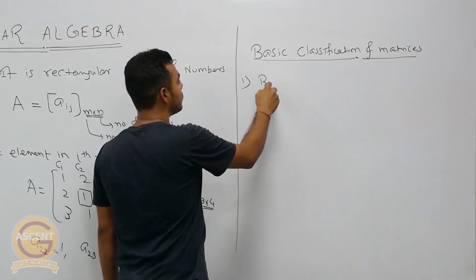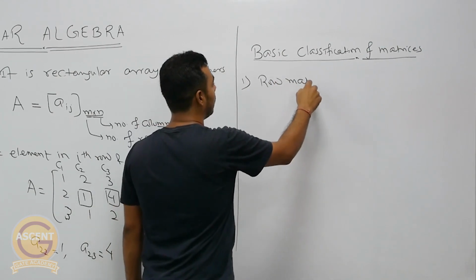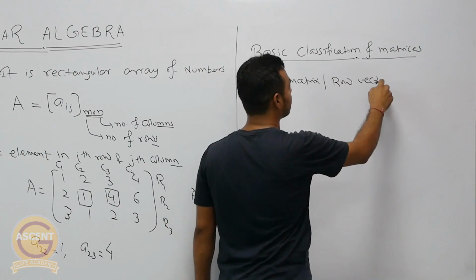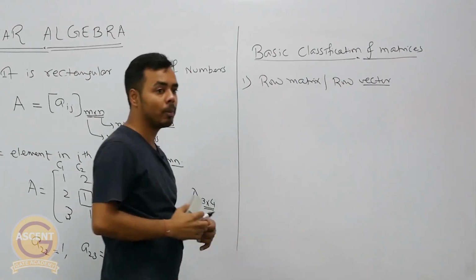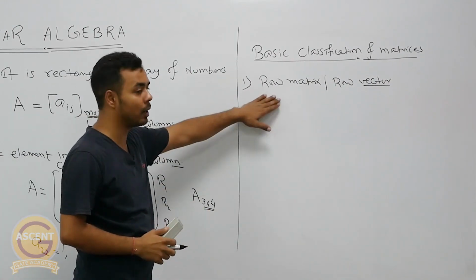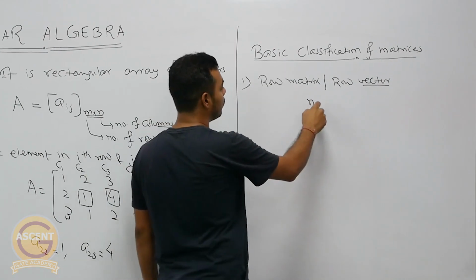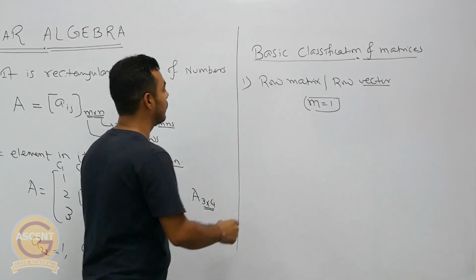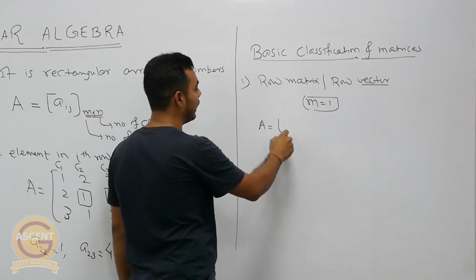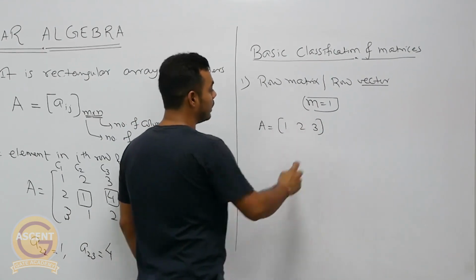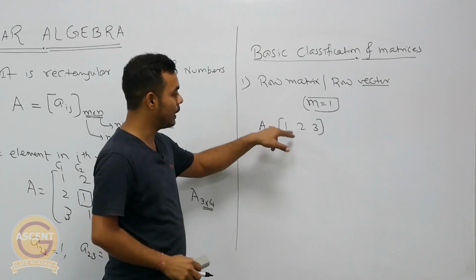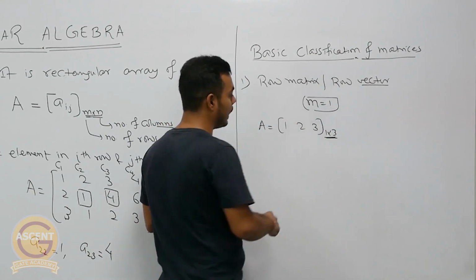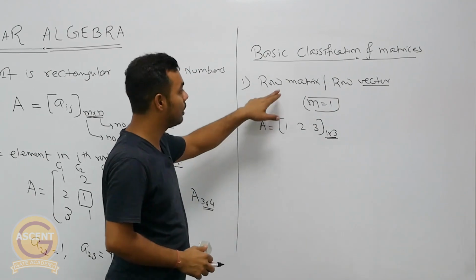So the first one is the row matrix, which is also sometimes called a row vector. The definition of a row matrix is: if a matrix has only 1 row, meaning the number of rows m is 1, then the matrix is called a row matrix. For example, suppose I have a matrix A as 1 2 3. This matrix has 1 row and 3 columns, so the order of this matrix will be 1 into 3, and since it has only 1 row, it is an example of a row matrix.